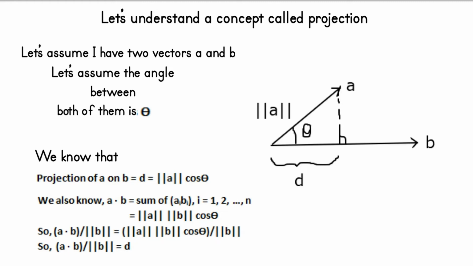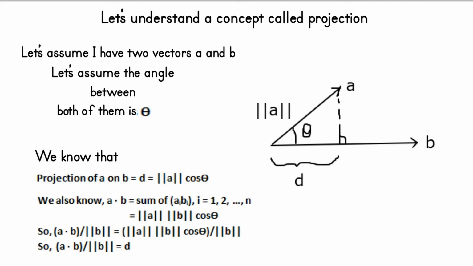We also know that A dot B is equal to the sum of A_i B_i, where i is equal to 1 to n, which is norm A into norm B into cos theta. So if we divide both the sides by norm B, we will get A dot B divided by norm B is equal to norm A into norm B into cos theta divided by norm B. So here on the right hand side, norm B will get cancelled out. So finally we will get A dot B divided by norm B is equal to D.